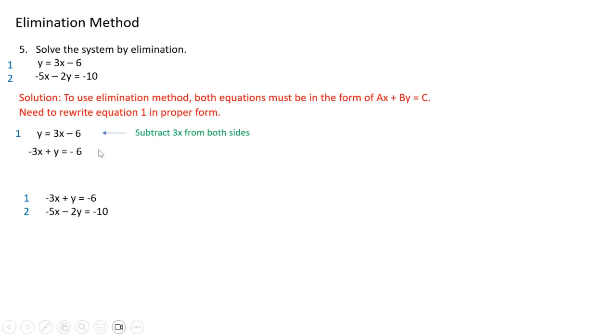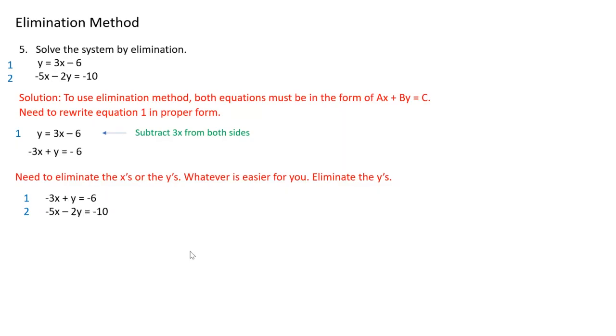Now here is where we have to eliminate either the x's or the y's, whatever is easier for you. I'm going to do the very same problem in 2 different ways. The first way is I'm going to eliminate the y's, which is much easier than the x's. And then on the next slide, I'm going to eliminate the x's first, just so you know that you get the same result, but eliminating the x's is a little bit more work.